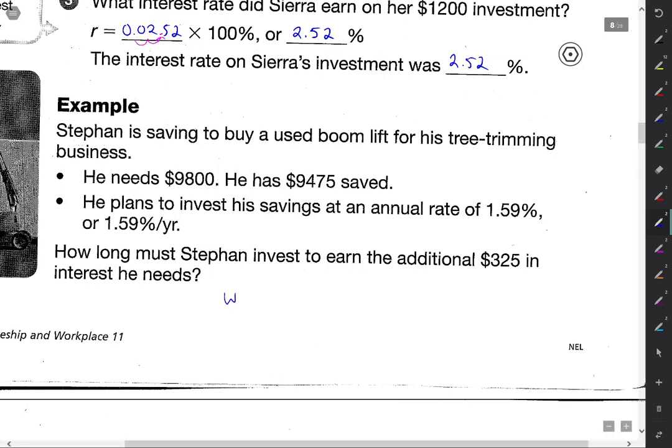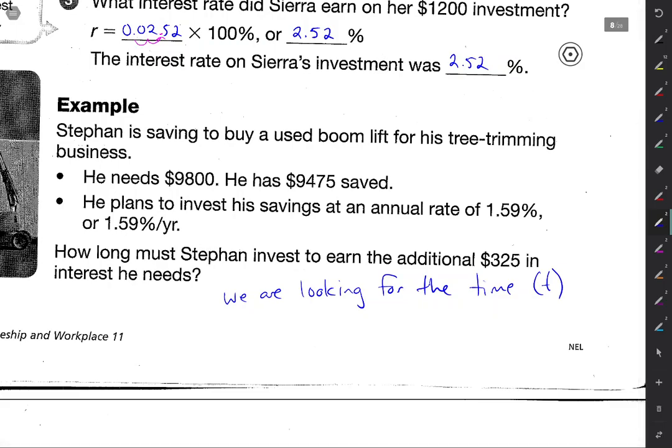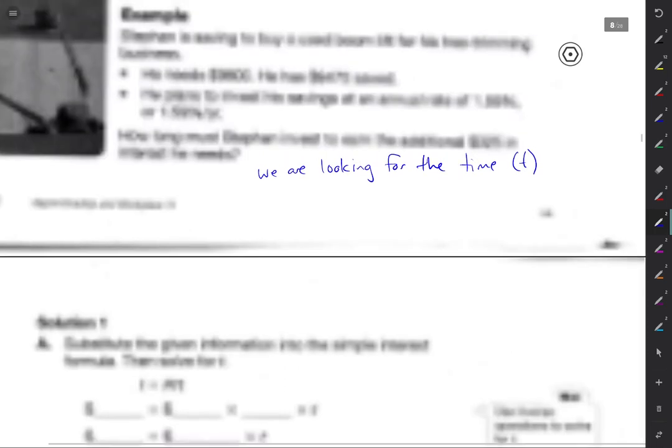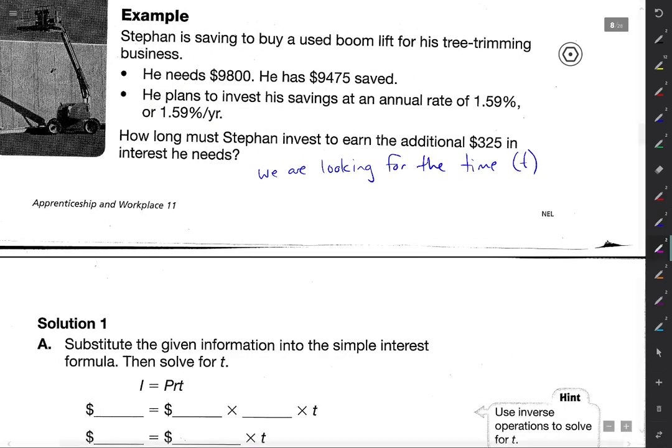So this time we are looking for the time, or in other words, we are looking for T. They never gave us the time. So again, we're going to use the same formula that we were using before: I is equal to PRT. You can see that down here. So let's see what they gave us. I'm just going to label this I, P, R, and then T is at the end.